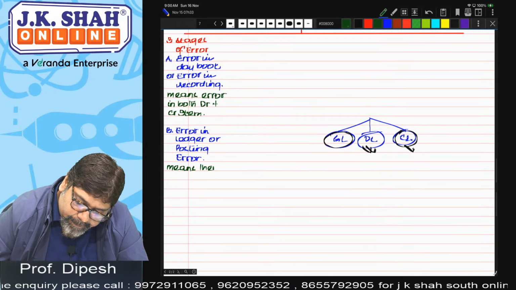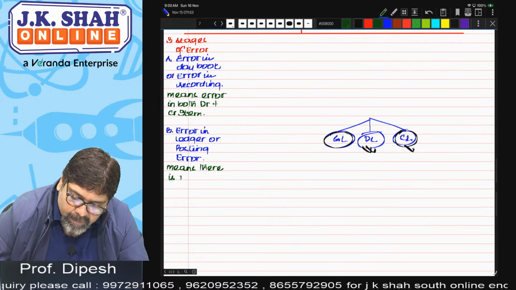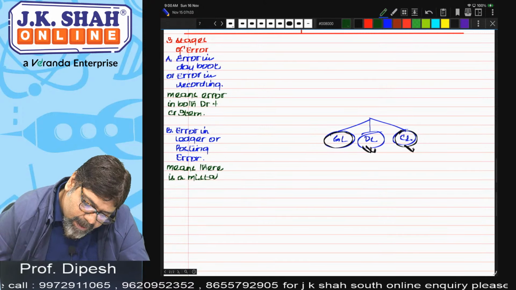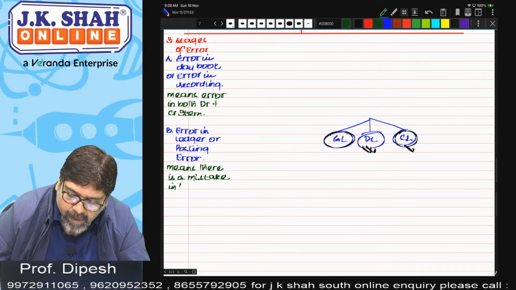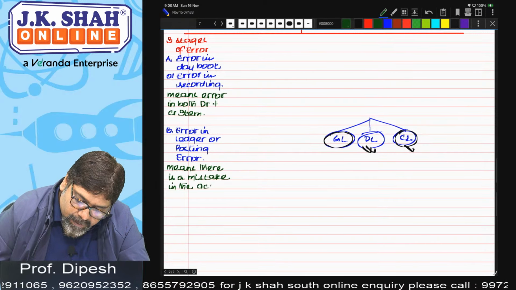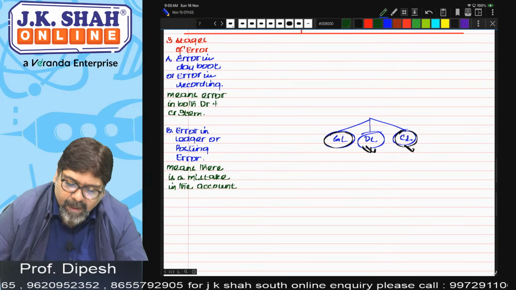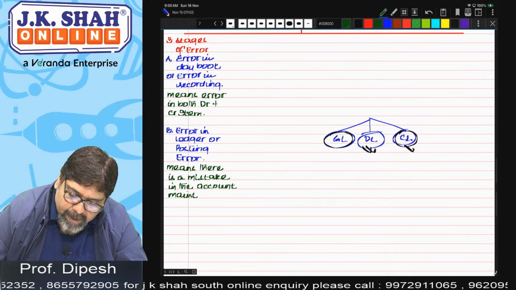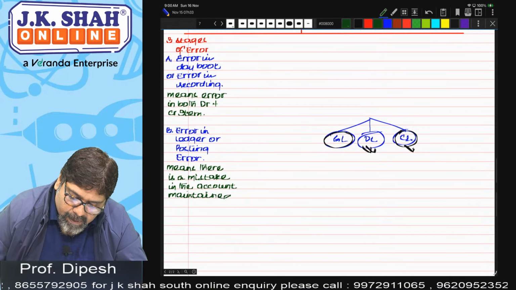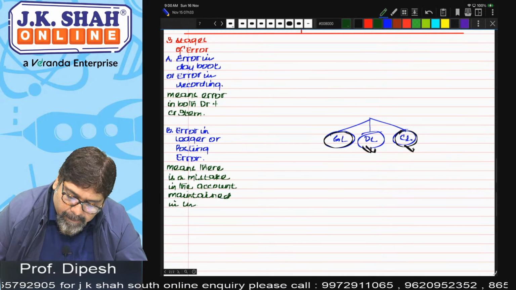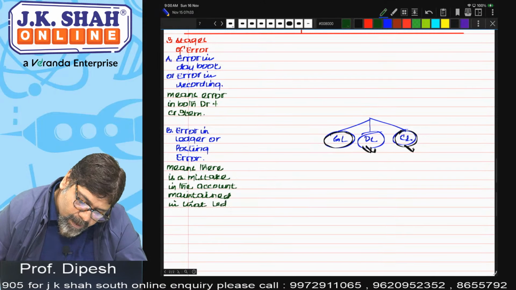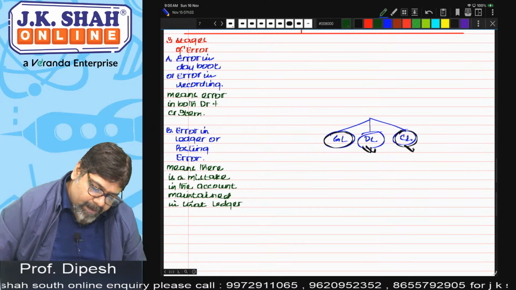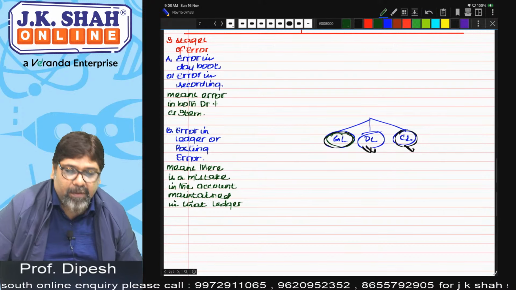There is a mistake in the account maintained in that ledger. Am I clear? Yes, sir. Now, general ledger is also known as nominal ledger.